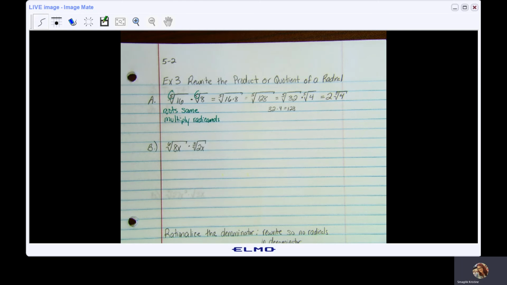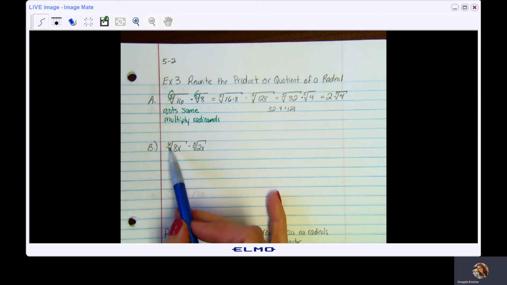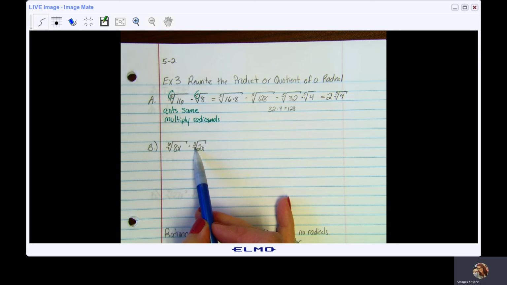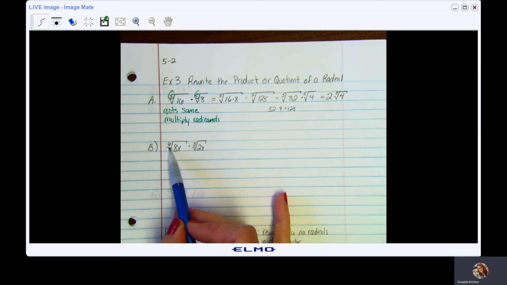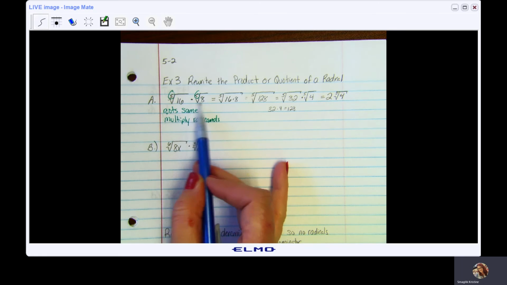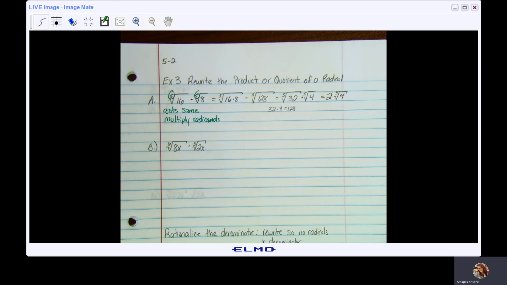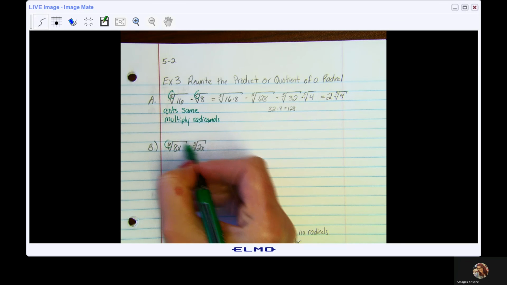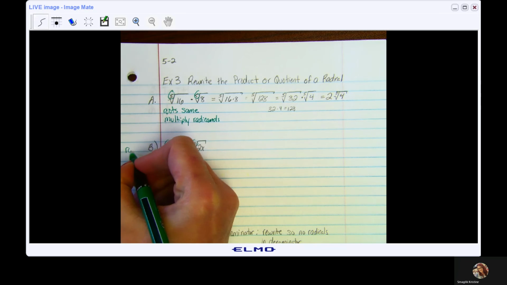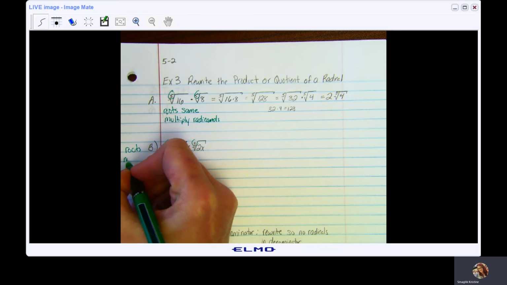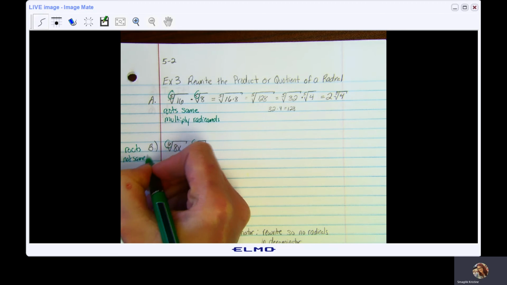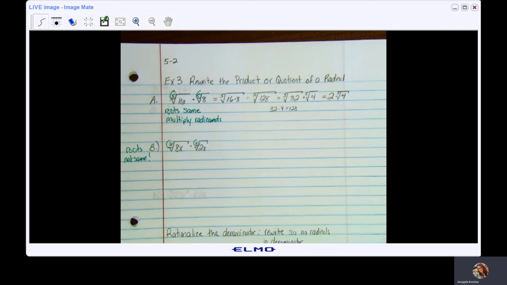Now take a look at B. Notice here we have an index of 6 and an index of 3. When your roots or your indices are not the same, you cannot just combine underneath the radical like we did in example A. So let's make a note. Roots are not the same. This takes a little bit more work.